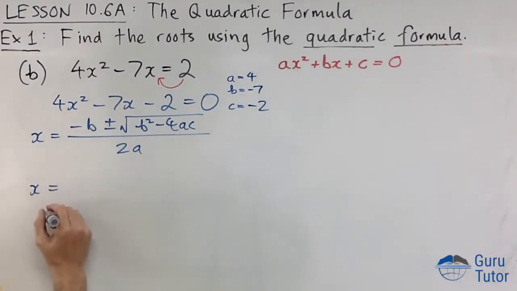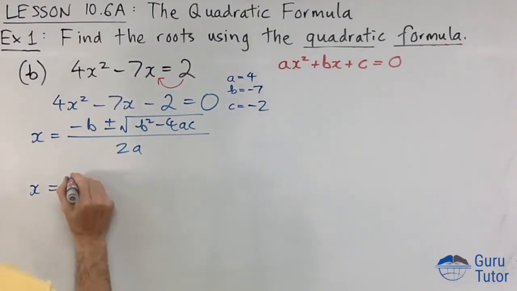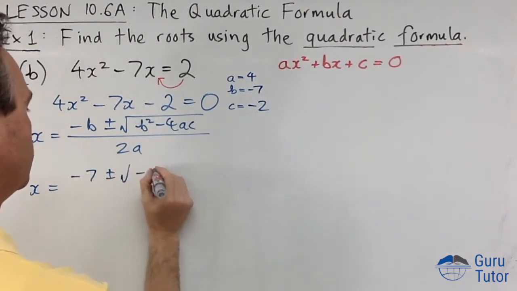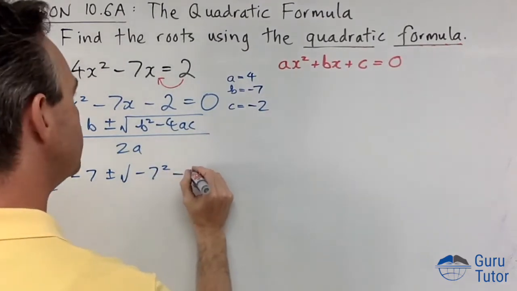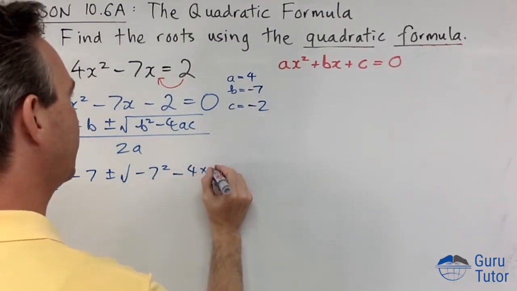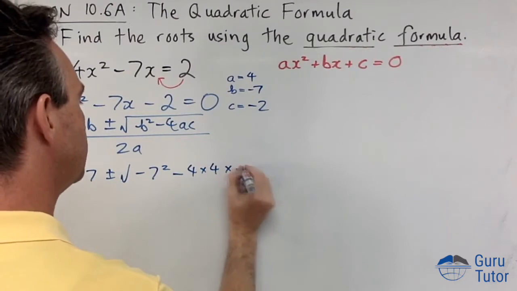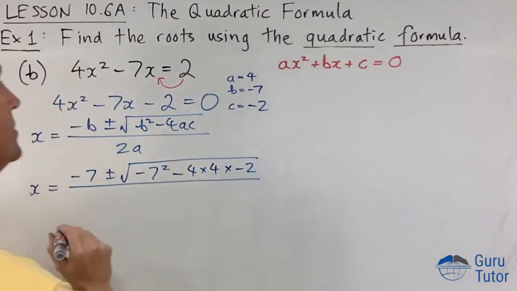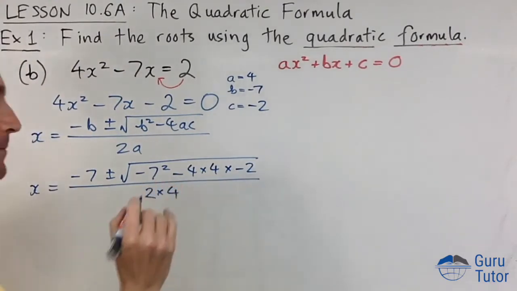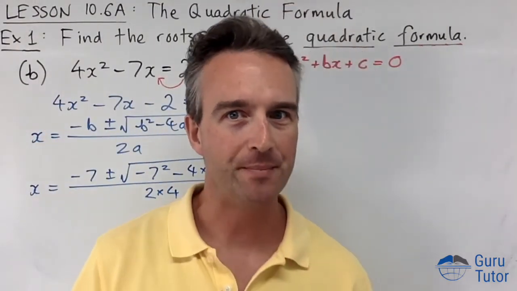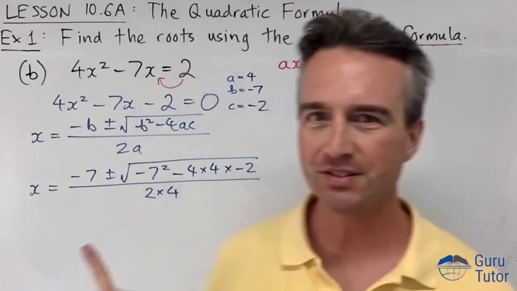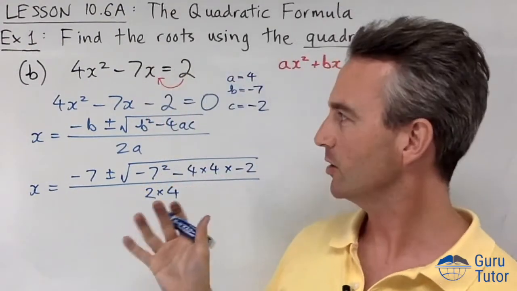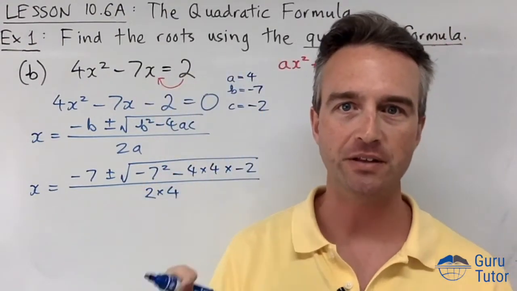X equals minus b plus or minus the square root of b squared, 7 squared, minus 4 times a, 4, times c, minus 2, all over 2a, 2 times 4. Is that correct? Maybe it is, maybe it's not. If you don't think this is right, make a note somewhere, okay? I'm just going to keep going with this because when b is a negative number, there are so many things that can go wrong.